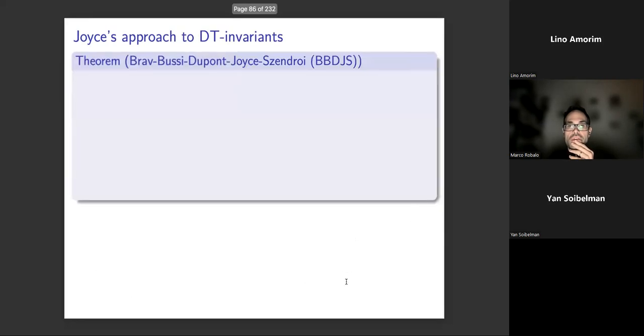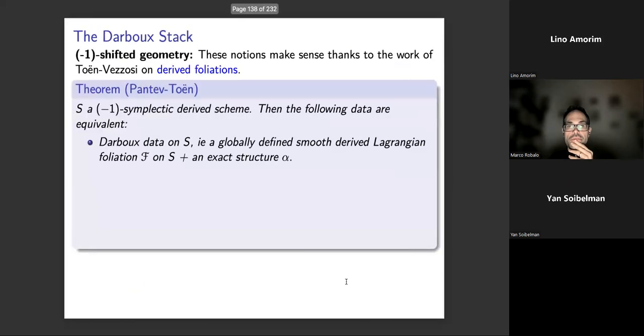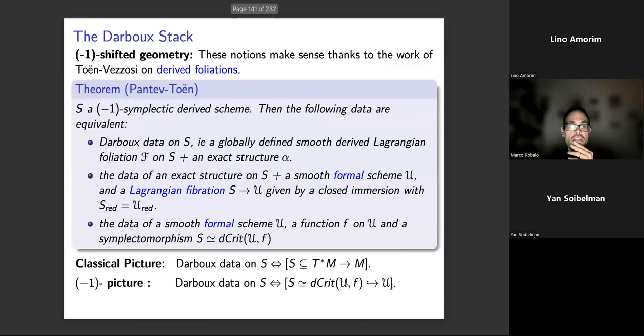So let's see if I can move forward. Yes, this slide is very dense. There are a lot of words. But the upshot is that every map like this corresponds just to a Lagrangian foliation on S. There's a bijection between Lagrangian foliations and maps like this, where U will be the quotient space, the leaf space of the foliation.